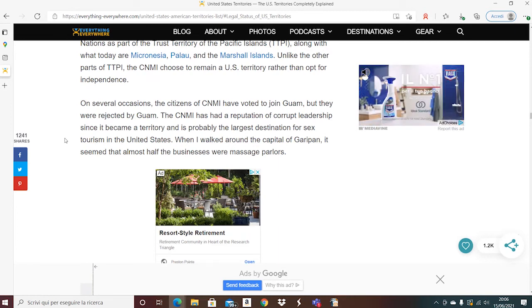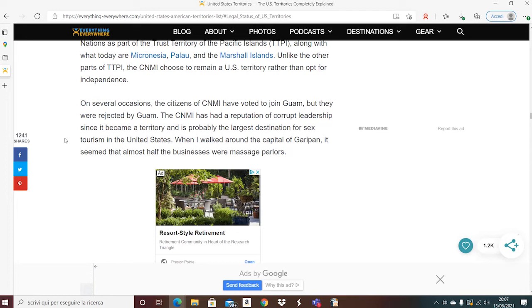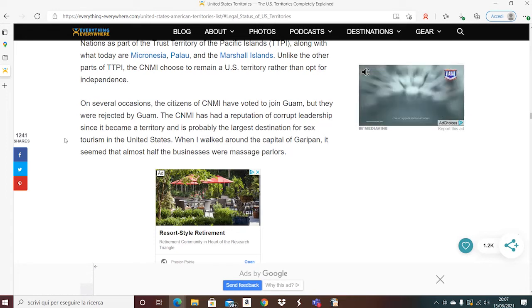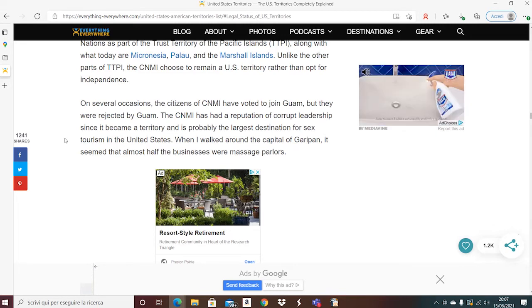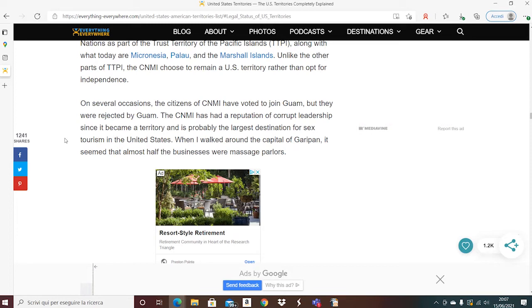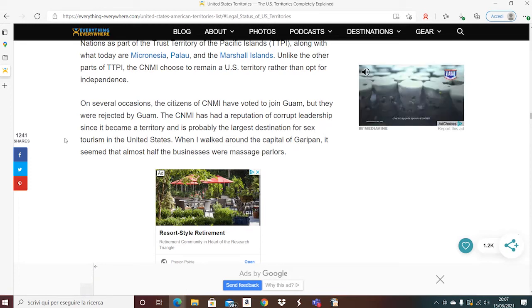The CNMI has had a reputation of corrupt leadership since it became a territory and is probably the largest destination for sex tourism in the US. When I walked around the capital of Japan, it seemed that almost half of the businesses were massage parlors.